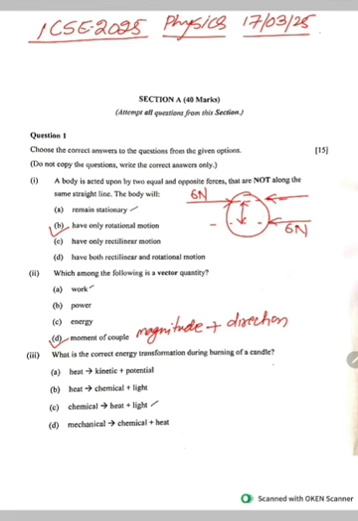Now the third question is asking what is the correct energy transformation during the burning of a candle, meaning while the candle is burning, what energy transformation takes place? We know that in a candle there is chemical energy, and that chemical energy is converted into heat plus light energy. So the correct option is C.